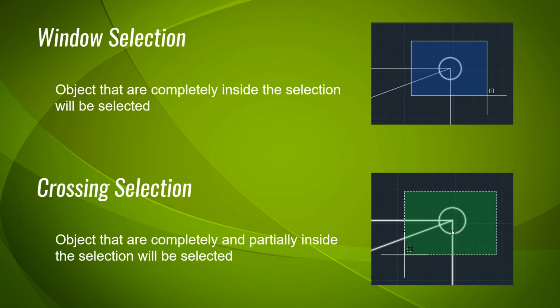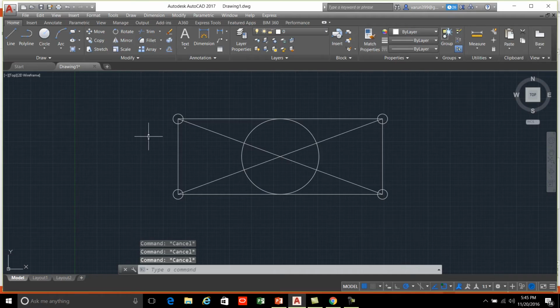Now let's see the selection methods in detail in the software. Selection methods in AutoCAD are really important. As we have seen, there are different types of selection methods. So let's start with the basic selection methods. The first one is the direct selection method. In direct selection, you can directly go to any object and click on it to select it. For example, you can come to this circle and select it. So the circle will be selected.